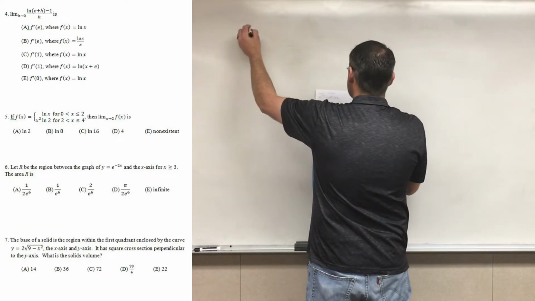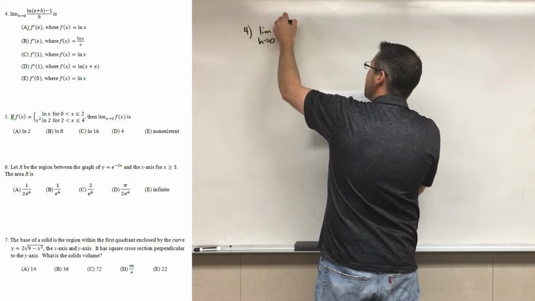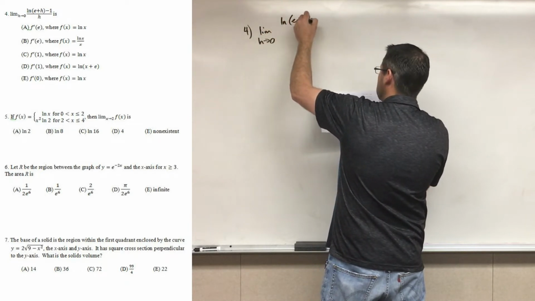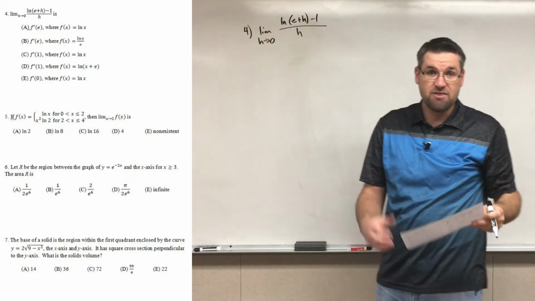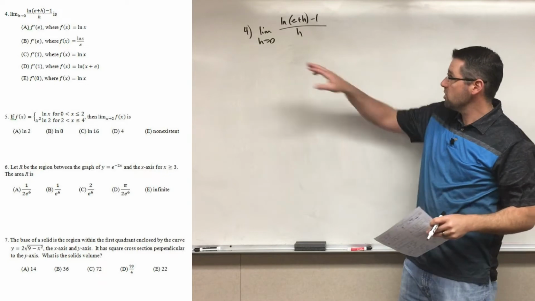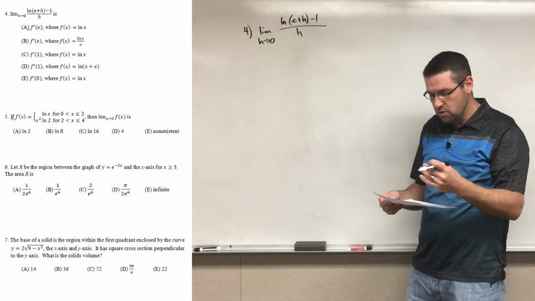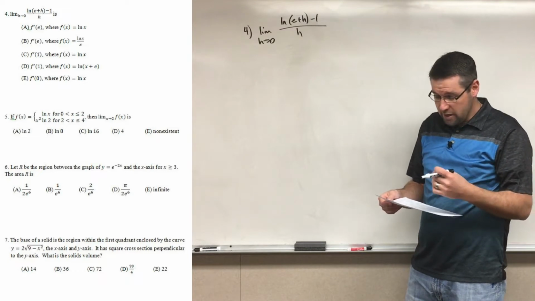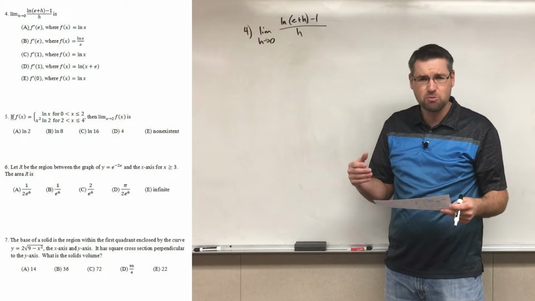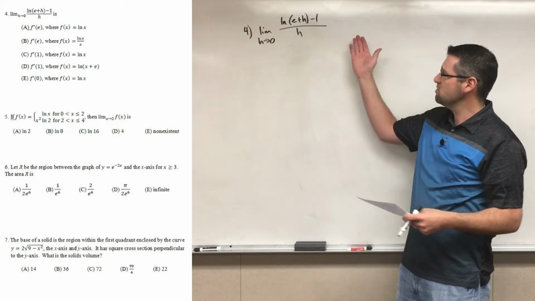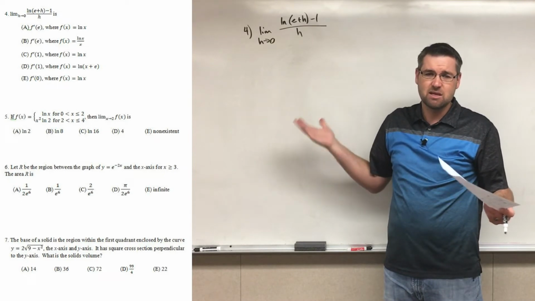Number 4 is saying the limit as h approaches 0 of the natural log of e plus h minus 1 over h. Now, our first thought in this is that, oh, we'll just plug in 0 for h and get an answer out. And we can try that. But the problem is if we look at all our answer choices, they are statements of fact. They're not numeric answers. And so just substituting a number in and getting a number out is going to give us nothing here.